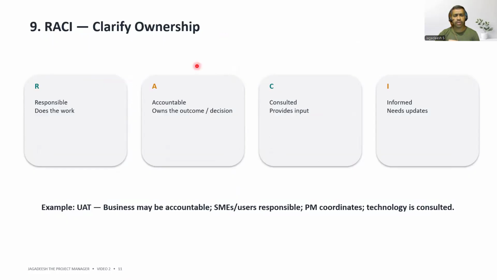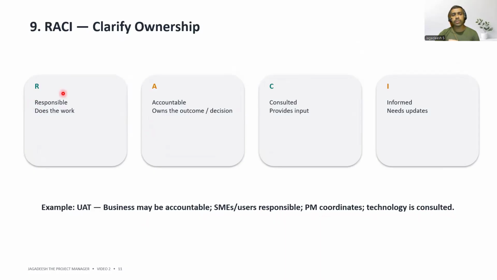RACI, clarifying ownership. What is this RACI? One practical lesson from working across teams is that people often assume someone else owns a decision or activity. RACI is a simple way to make that explicit. For example, in a UAT, business may be accountable for acceptance, users and SMEs responsible for executing testing. Project manager coordinates the process. Technology is consulted. I use RACI to create clarity, not bureaucracy.